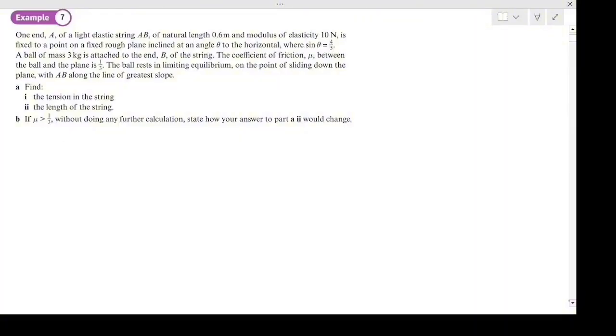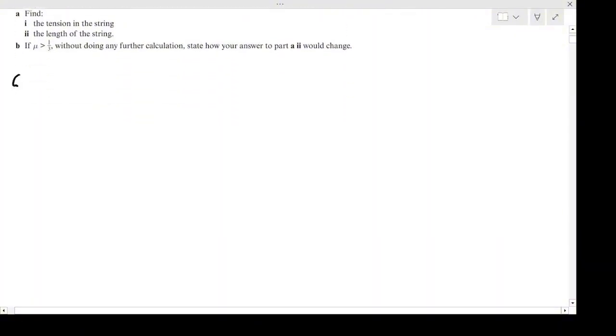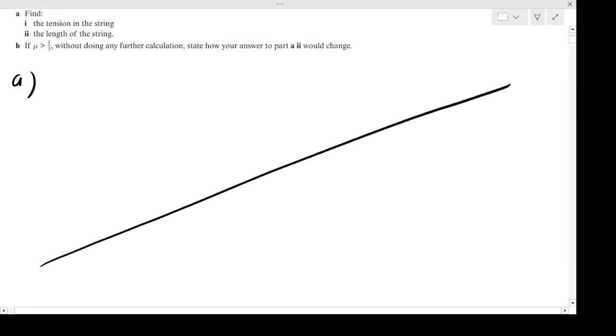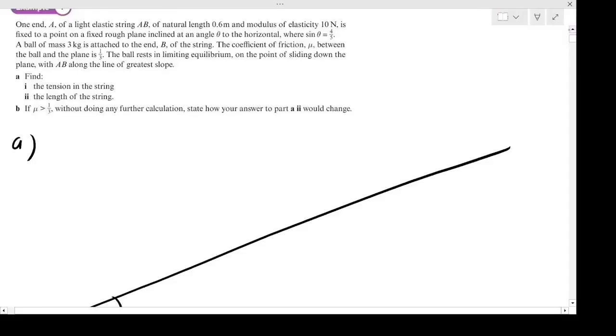So what's going on here? Hopefully this one should be a more familiar situation where we've got a slope. I'm going to draw a nice slope here, like this, and the angle is theta. Now we've got a string on the slope. One end A is fixed, so let's say A is there.